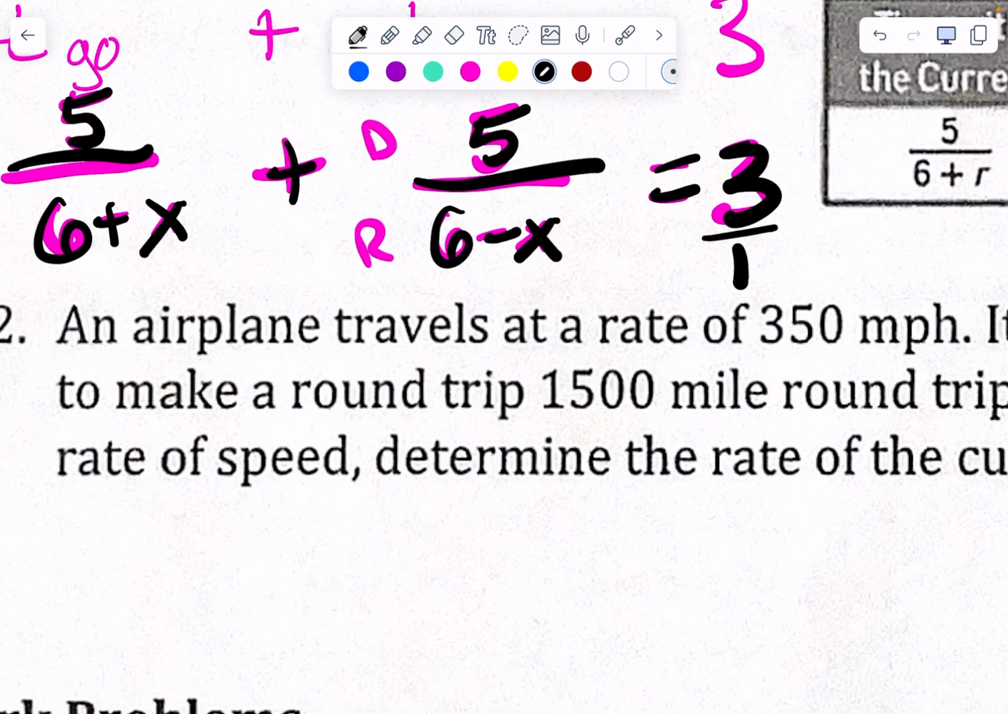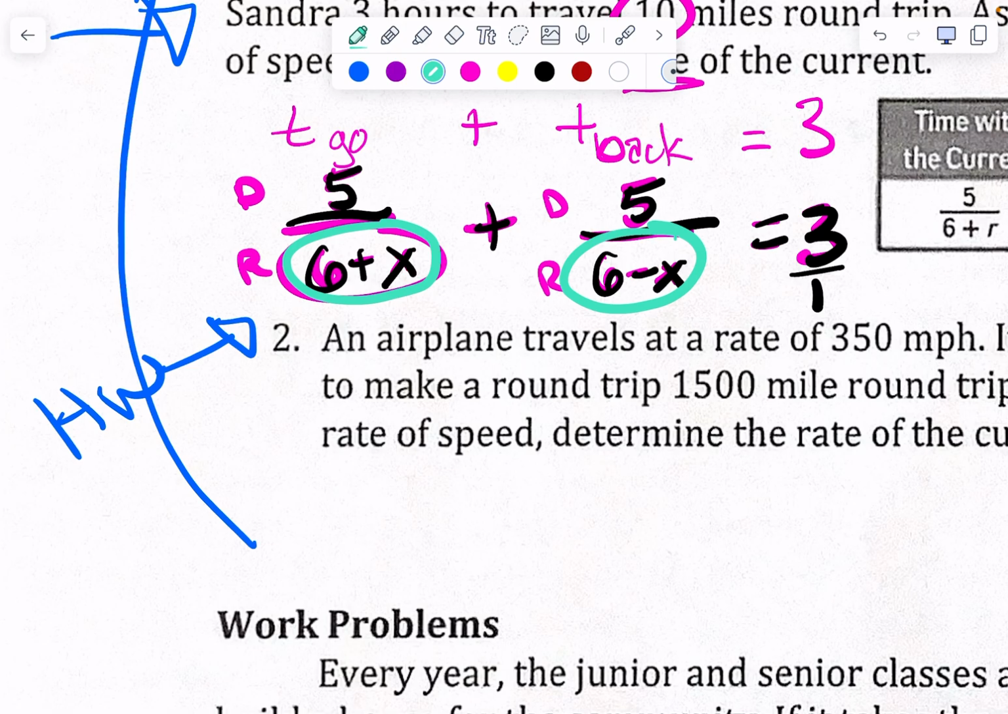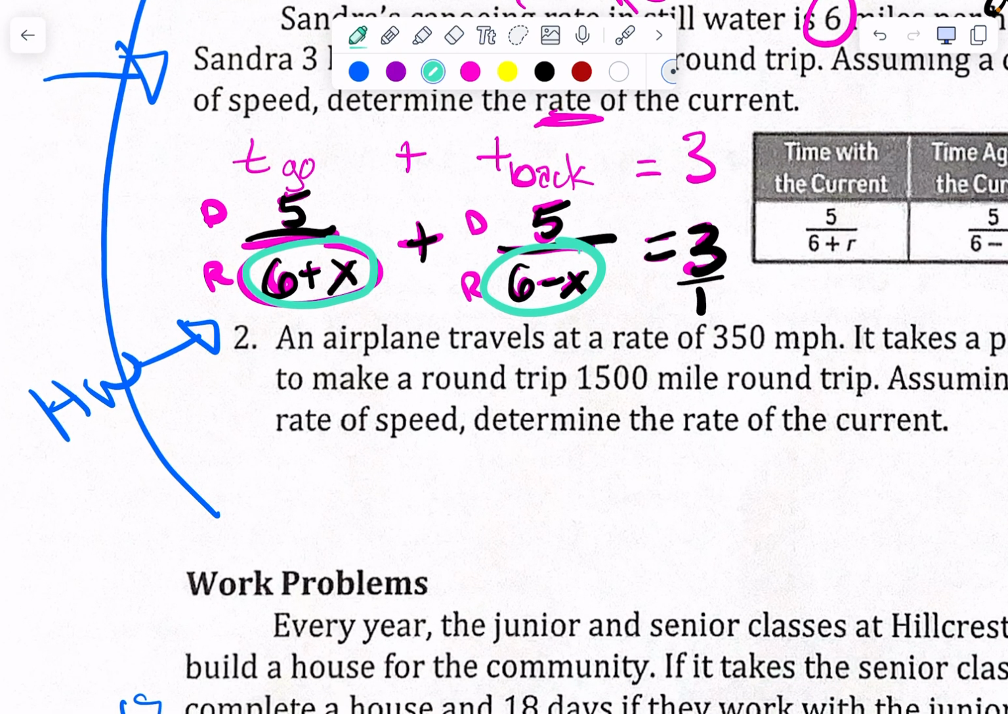3 as a fraction is 3 over 1. When I'm adding rational expressions, I have to find a common denominator. 6 plus x and 6 minus x. No, they don't cancel out. Can't you just take it times the negative x? Give me the coins! I don't want the coin. Okay.